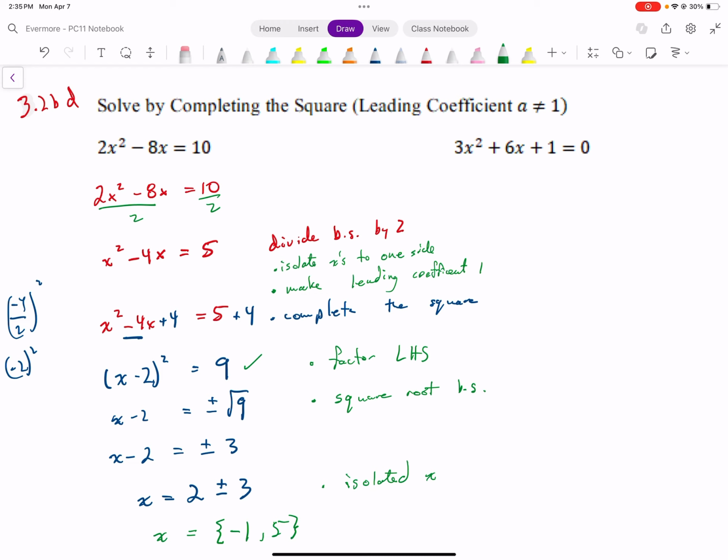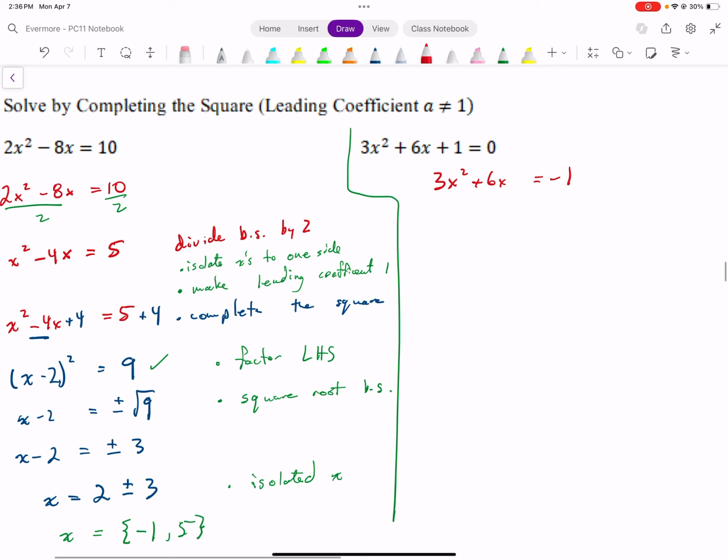Now, things aren't so nice in this next example, but you won't be able to spot it often. So what I'm going to do is just go about completing the square. So I'm going to isolate the x's. So here we are, I isolate the x's. Now I'm going to complete this square.